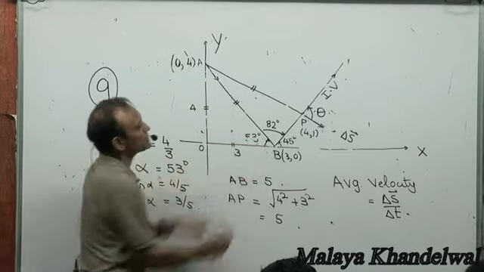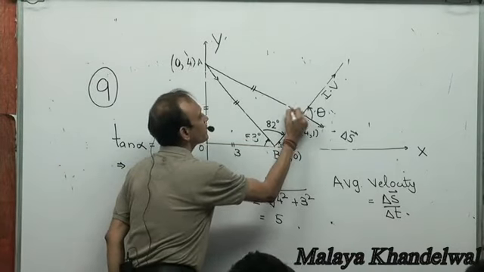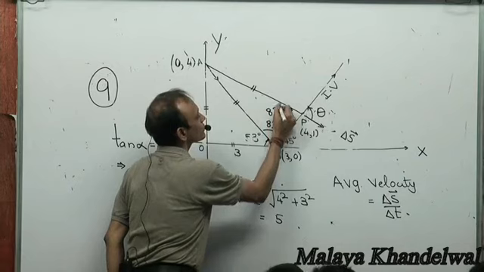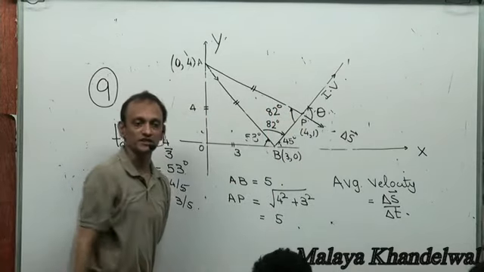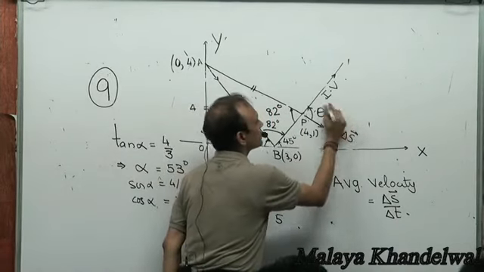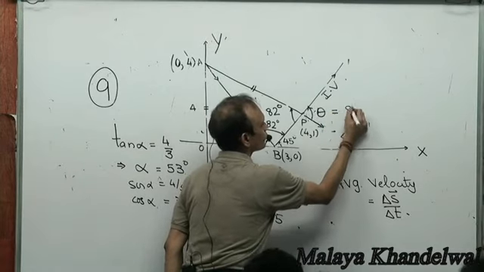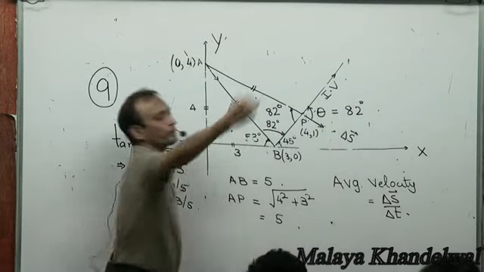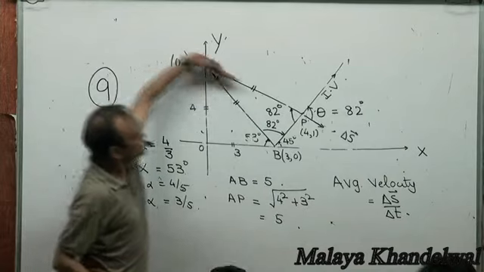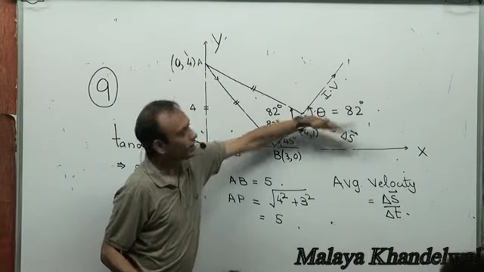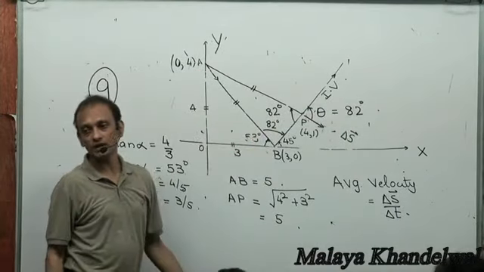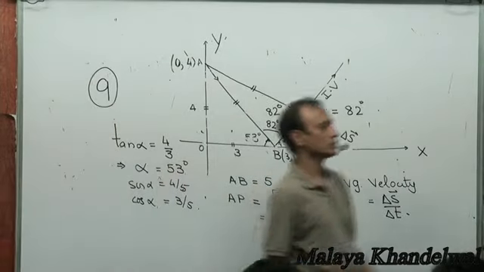And if this angle is 82 degrees, how much is this? 82 degrees. And therefore theta is 82 degrees. The angle between the average velocity and the instantaneous velocity of the particle is 82 degrees. Yes or no?